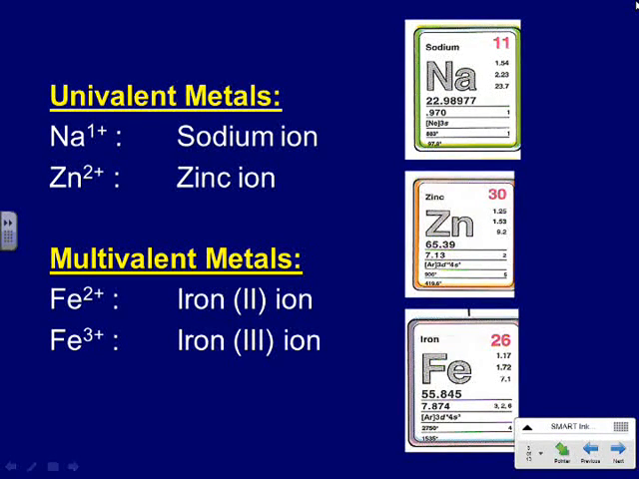So if we're talking about a univalent metal, I don't have to call that sodium 1 because there's only one possibility. I just call it sodium. And I need to know that sodium is going to have an oxidation state of 1. And same with zinc. Zinc's a transition metal, but it only has an oxidation state that is 2. There's only one of them. So I don't say zinc 2 because there's only one possibility. I only have to put the Roman numerals if there's more than one possibility.